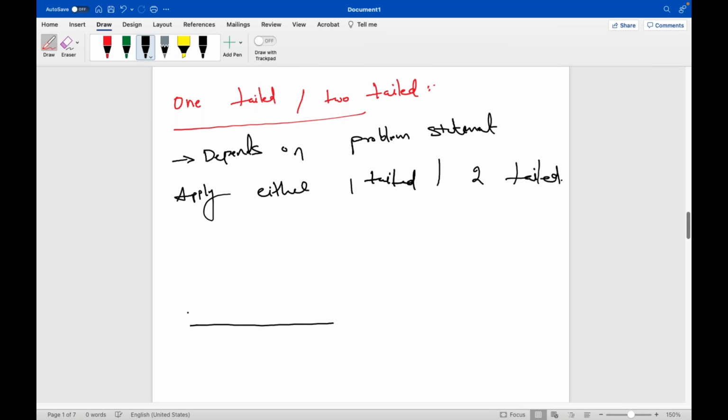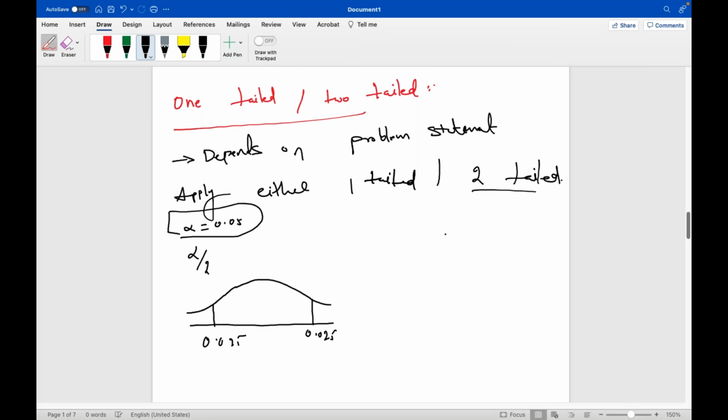See, let me consider this is my distribution, and if it is the two tail test, we have to consider both sides. For example, let me consider your significance value could be 0.05. This is the alpha value given by the domain expert. When it is the two tail test, you have to make it alpha by 2. So that means 0.025 here and 0.025 here. So you have to take the significance value on both sides. Then that is the two tail test.